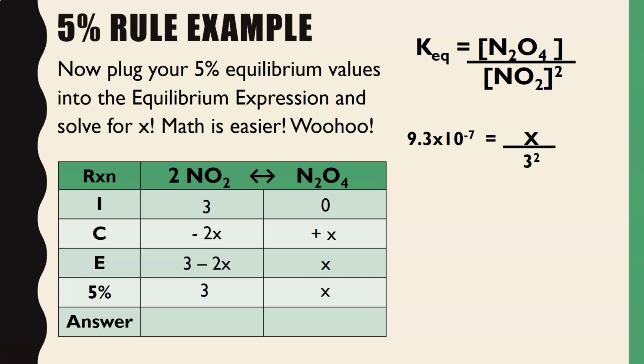What I'd like you to do now is calculate your X value and then figure out what your final answers will be. Do not use the equilibrium row to get your answer. Use the 5% rule, or 5% row, to get your answer. Okay? So pause and try to fill out this very last row.